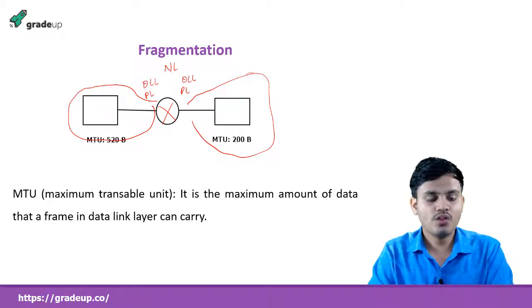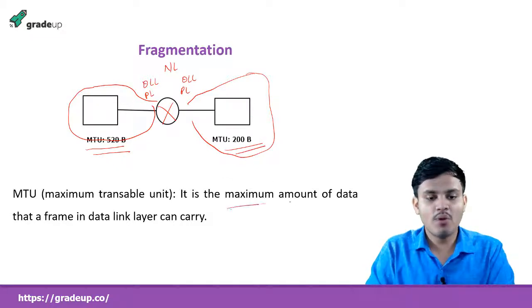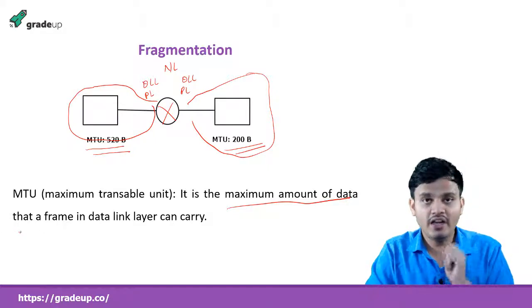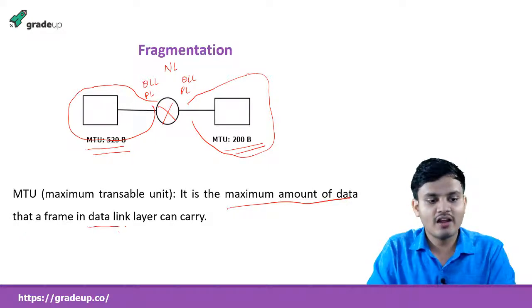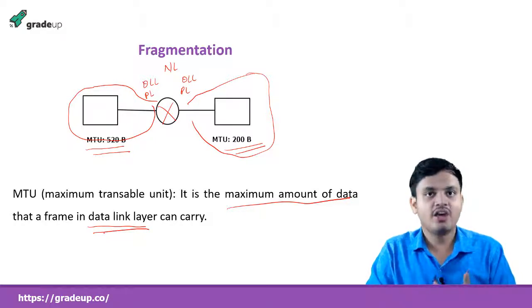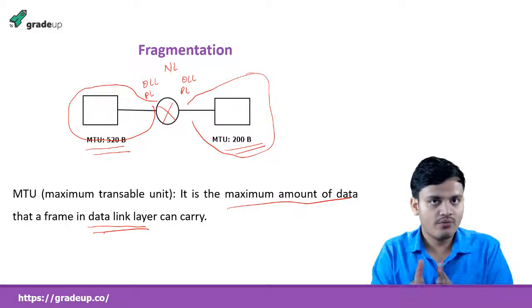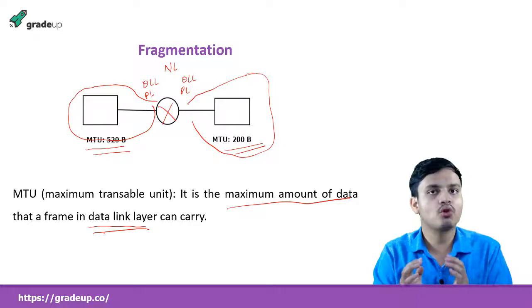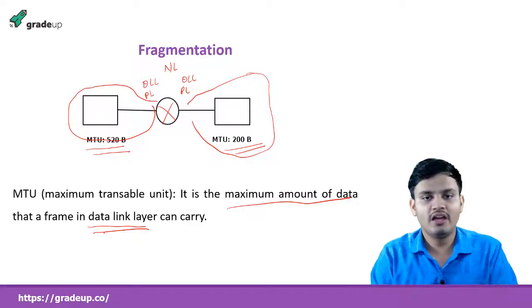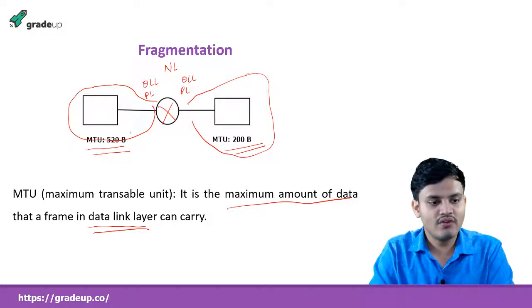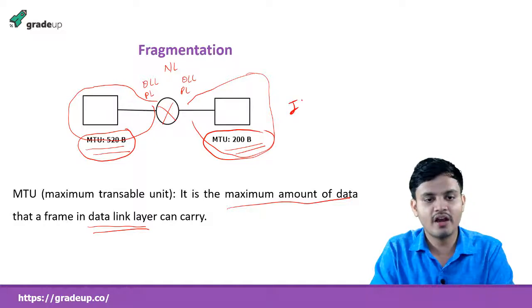So these are different, but the router will have only one common network layer, but two physical layers and data link layers. Okay. So here we have an MTU equal to 520 byte, but here we have 200 byte. So what is MTU? It is the maximum amount of data that a frame in the data link layer can carry. So here the data link layer is important. We have a payload and an IP header, we include both of them, and then it goes to the data link layer. We have included the IPv4 header also.